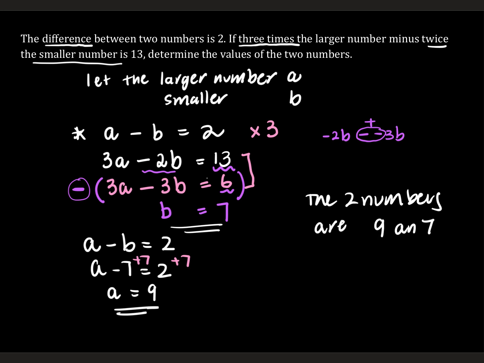And let's just check. The difference between them is 2, is that true? The difference between 9 and 7 is 2. 3 times the larger number, 3 times 9 minus 2 times 7, is 13. 3 nines are 27, minus 14 does equal 13. So I know that I'm correct.